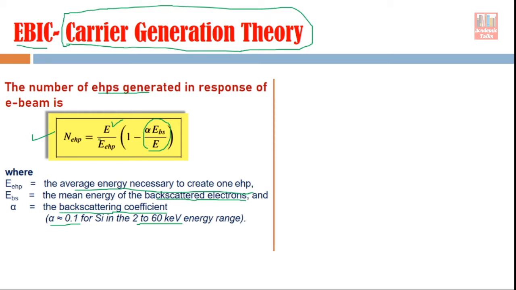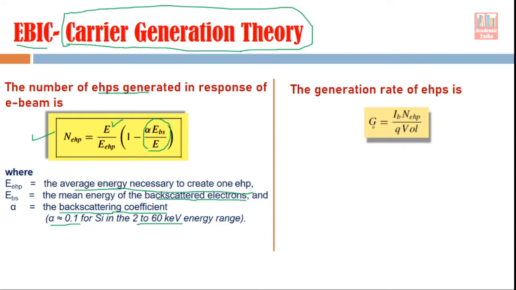Now once the electron hole pairs have been generated in the semiconductor, the next thing we have to understand is the rate of generation of electron hole pairs, meaning how quickly EHPs are generated in the material. The rate of generation of electron hole pairs is given by this equation, that is, the number of electron hole pairs per unit time produced in the semiconductor in response to the incoming beam. This was just a number for a given energy of electron beam. This is the rate of generation of electron hole pairs.